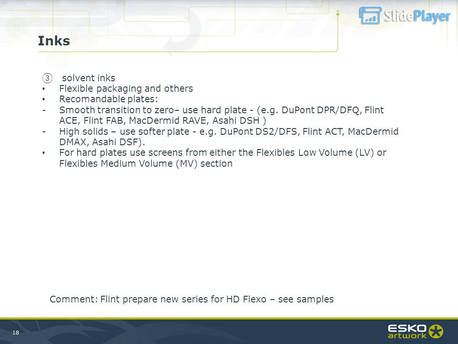Ink: solvent inks, flexible packaging and others. Recommendable plates: for smooth transition to zero use hard plate, for example DuPont EPR/DFQ, Flintase, Flintfab, McDermott Rave, Asahi DSH. High solids: use softer plate, for example DuPont DS2/DFS, Flint Act, McDermott DMAX, Asahi DSF. For hard plates use screens from either the Flexibles Low Volume, LV, or Flexibles Medium Volume, MV, section. Comment: Flint prepare new series for HD Flexo, see samples.